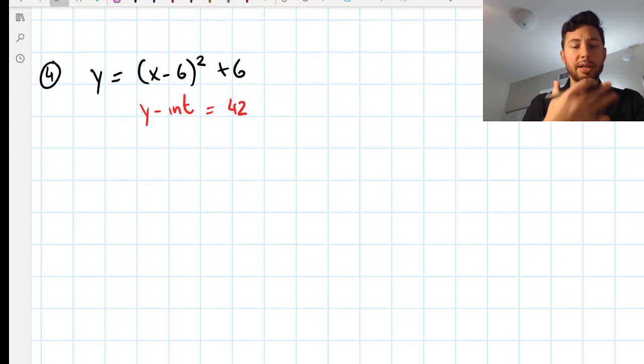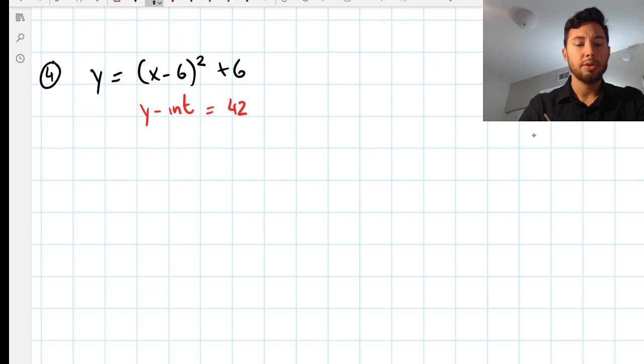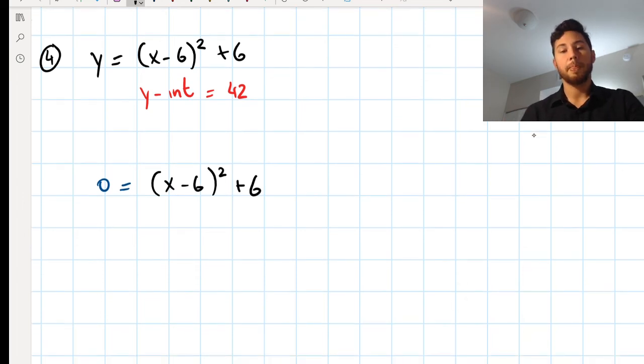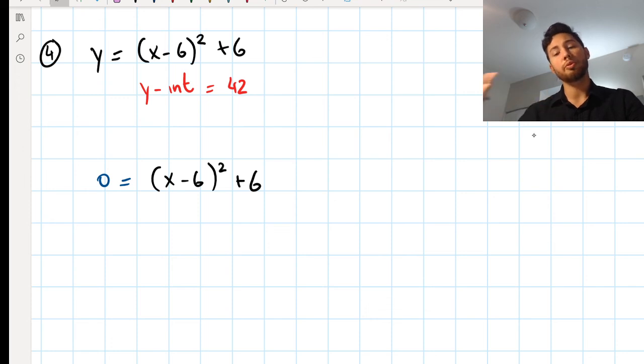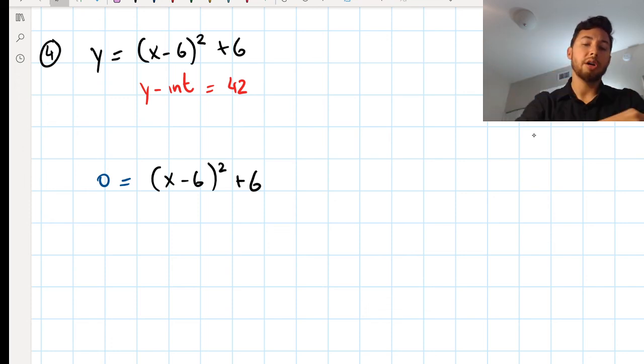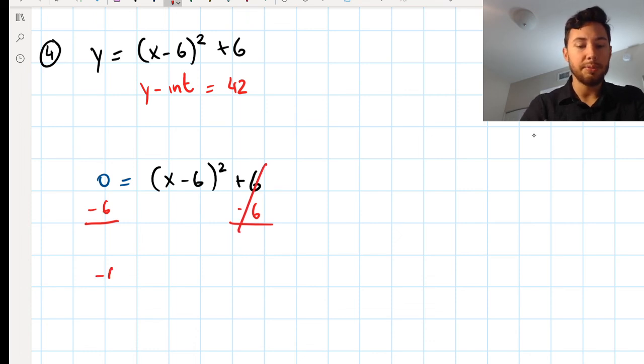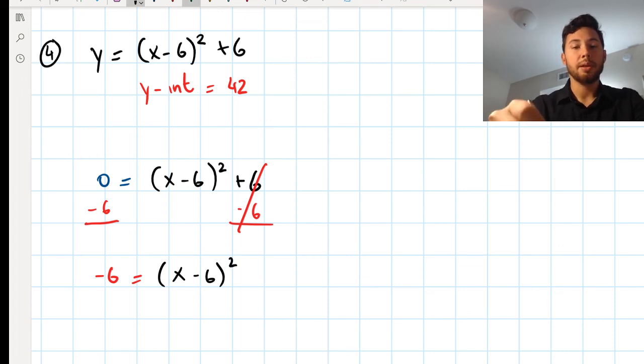So again, for the x-intercept, my y has to equal 0. So I'm going to put 0 is equal to x minus 6 squared plus 6. My first step is always to move the k if I have it. So I'm going to move the constant to the other side. This will be minus 6, minus 6. This here cancels. This gives me negative 6 is equal to, parentheses, x minus 6, all of that squared.